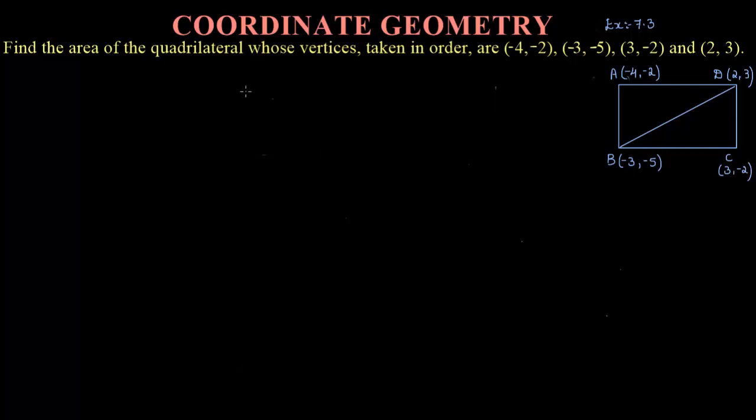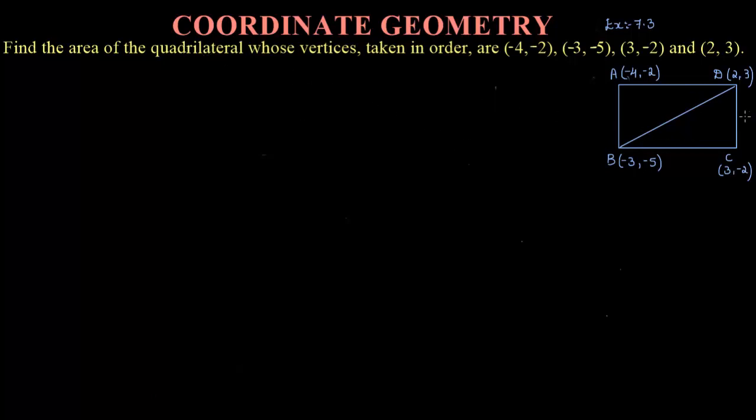Here we will understand how to find the area of the quadrilateral if they have given the vertices. This is the fourth question of exercise 7.3 of the chapter coordinate geometry from NCERT mathematics textbook. So what is a quadrilateral? Any figure which is made by joining four lines is called a quadrilateral. What are the examples of quadrilateral? Square, trapezium, rhombus, parallelogram, rectangle. All these are examples of quadrilateral.